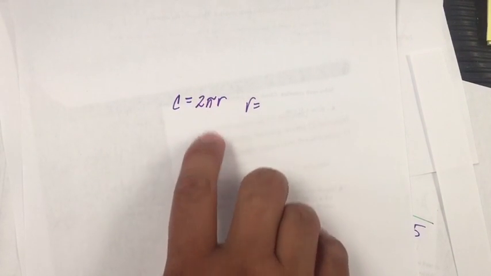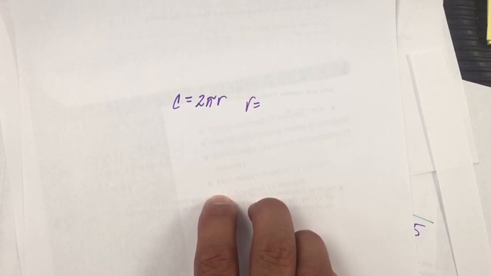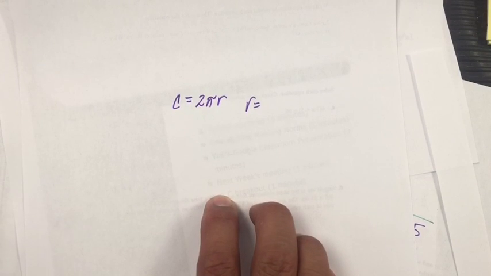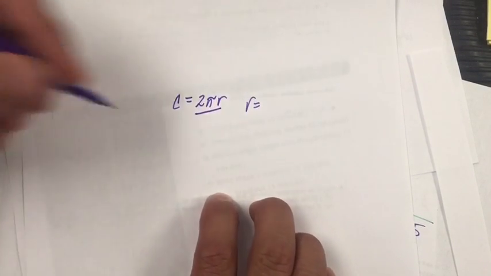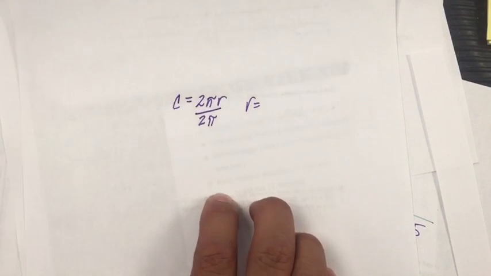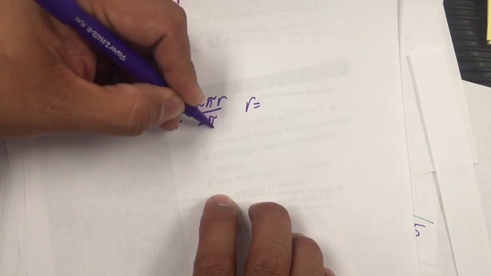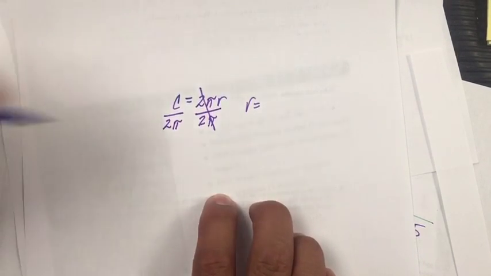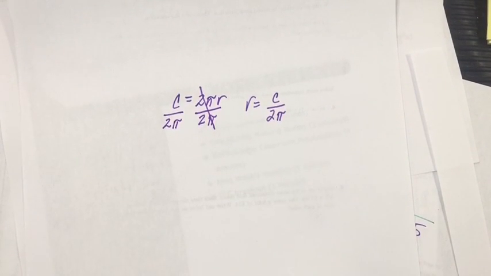So how can I get r by itself? What can I do to both sides? Divide by what? 2 pi. I want the r to stay. I want to cancel out the 2 pi. So I can do it in one shot. Instead of doing 2 and then coming back and doing pi, I can do it all in one move. Divide both sides by 2 pi. Now this cancels, and now we have a radius formula. Radius is equal to the circumference divided by 2 pi. So if I knew the circumference, I could tell you what the radius is of your circle. Give me the circumference, I'll tell you the radius now. Okay?